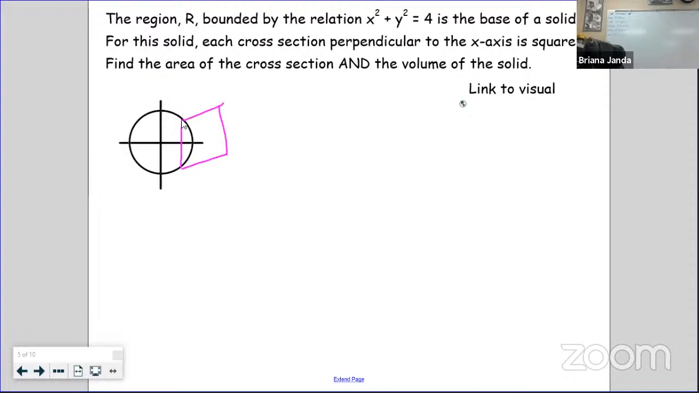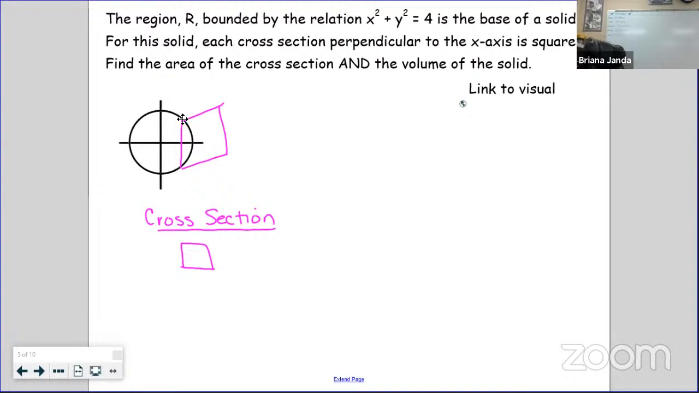So again, how do we attack this? Well, we know the shape of the cross section. So we're just going to look at the cross section first. And our cross section is a square, but unlike the one we had before, it didn't tell us the length of the side of our square. Sometimes we're going to have to adjust our equation a little bit. So this is the equation x squared plus y squared equals 4. When you're looking at it in this sense, our squares are going to be stacking up this direction because it's perpendicular to our x-axis, which means I need this equation written in terms of y equals x something, right?